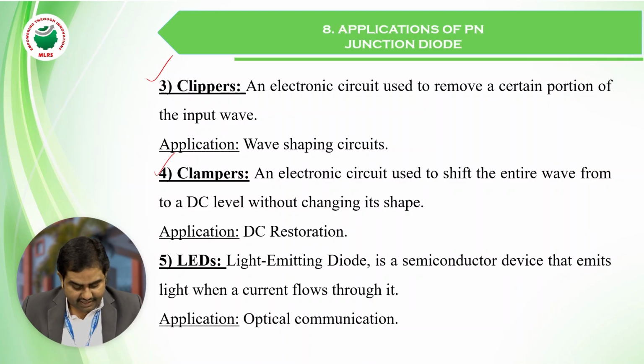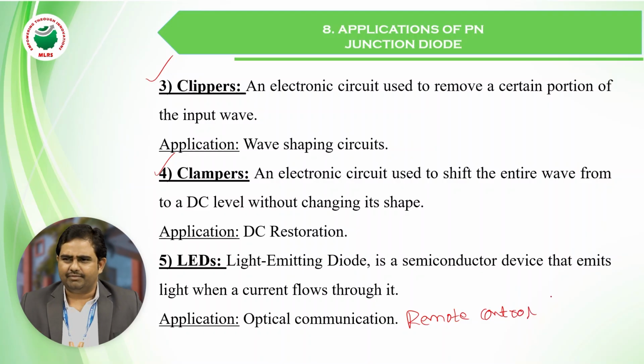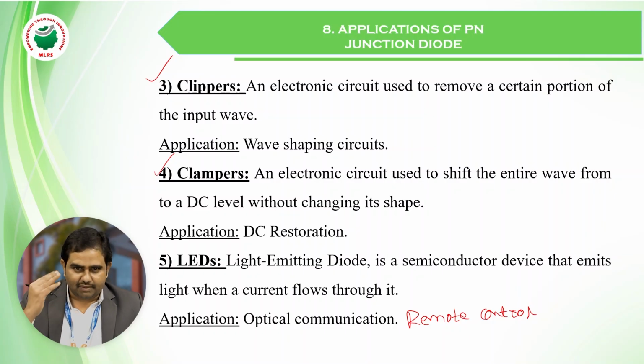Coming to the fifth application, that is light emitting diodes. It is a semiconductor device that emits light whenever a current flows through it. The best application is optical communication, as well as remote control. In our house, we observe TV remote controls. In front of that remote, some small bulb will be there. That is the light emitting diode. What it does is convert the electrical energy into light form. The TV remote consists of an IR wave, infrared wave. So it is not in the visible spectrum. That's why we are not able to see that light wave.